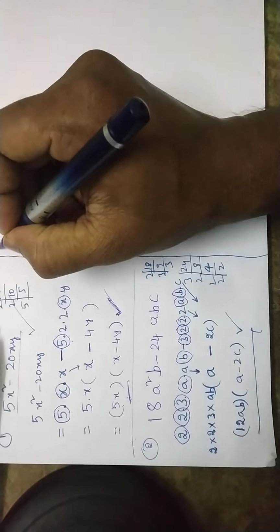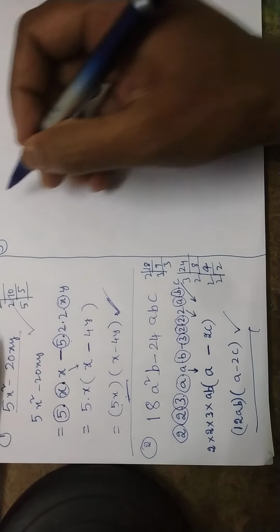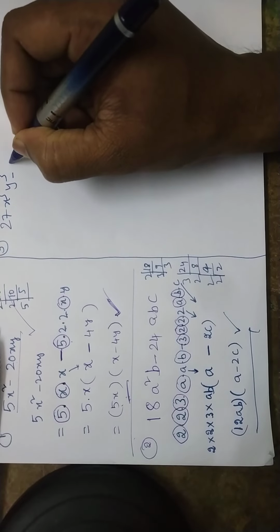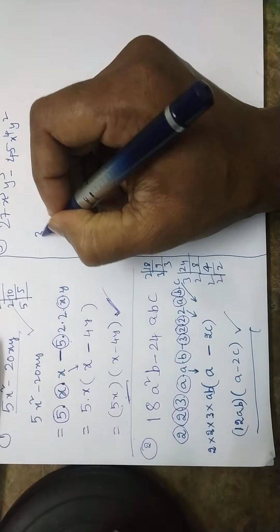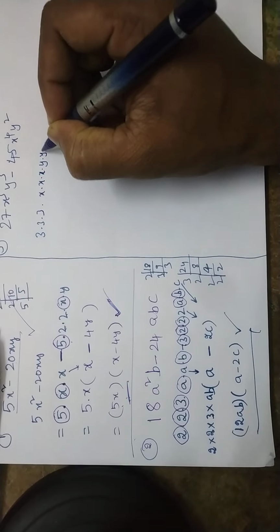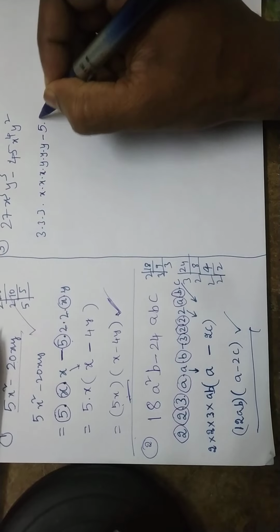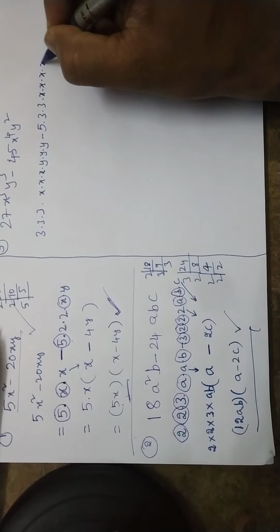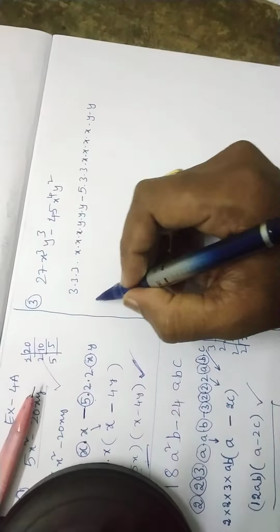Okay. Try to follow. Question number 3. 27x cube y cube minus 45x power 4 y power 2. Okay, so 27 you can write as 3 into 3 into 3. So this is 1 2 3, 1 2 3, minus 45. 5 9s are 45. Yes or no? 5 into 3 into 3, because 9 5s are 45. 1 2 3 4, and here 1 2. Okay, what is common?